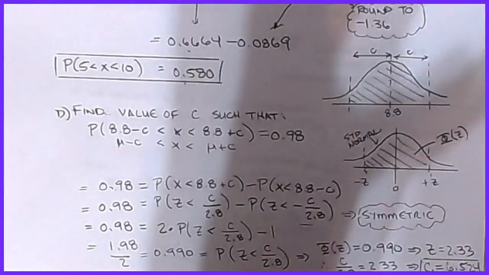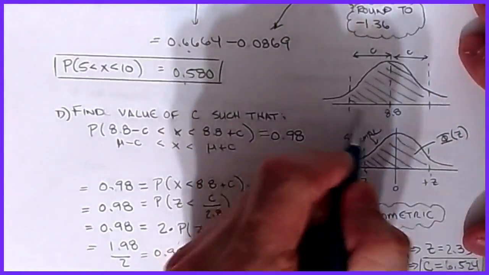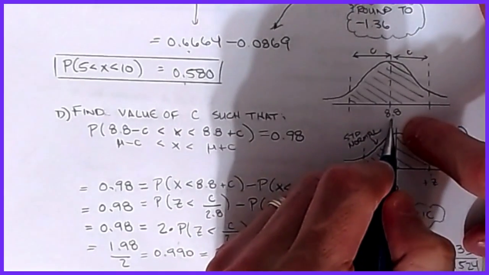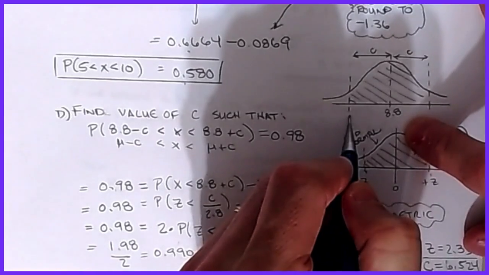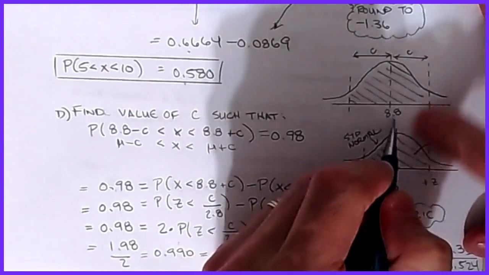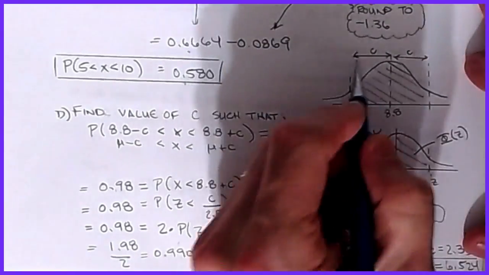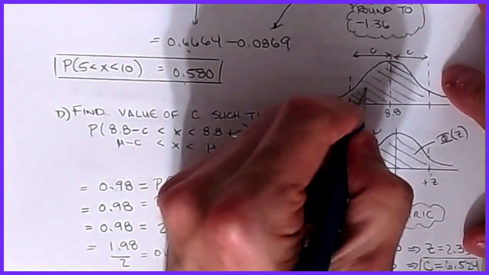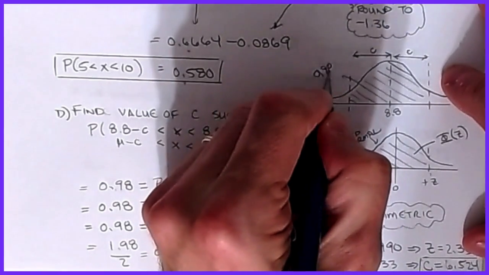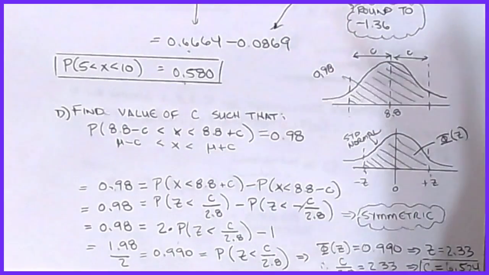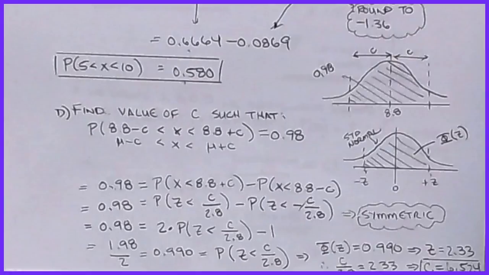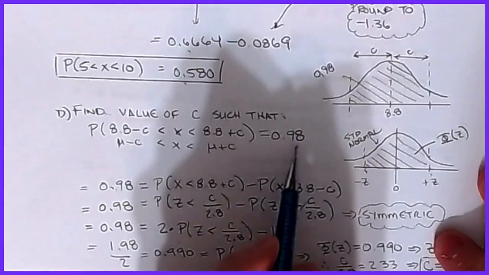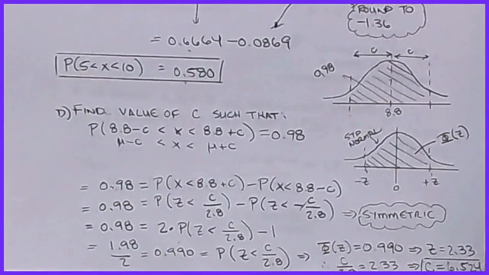Okay, so if you think about what this is saying, I want to take the mean of my distribution and subtract a number from it, and then add that number to it, such that the area between those two lines is 0.98. Okay, this is the beginnings of something called a confidence interval, in which I can start predicting data with some degree of certainty. So in this case, this is a 98% confidence interval, if you want.